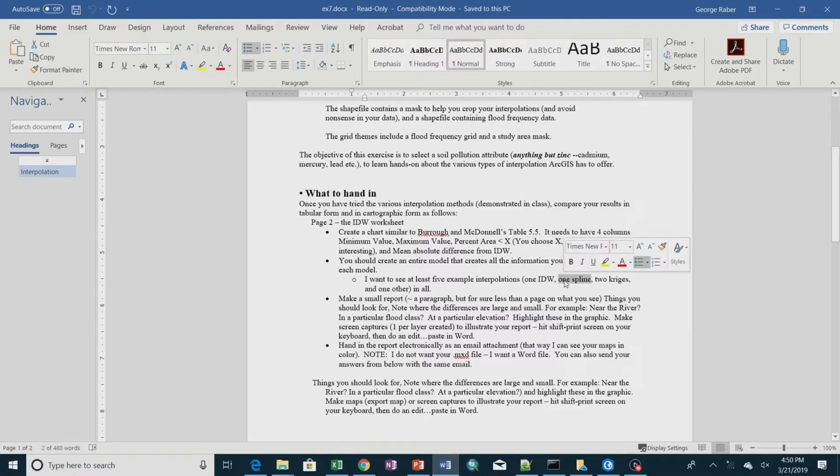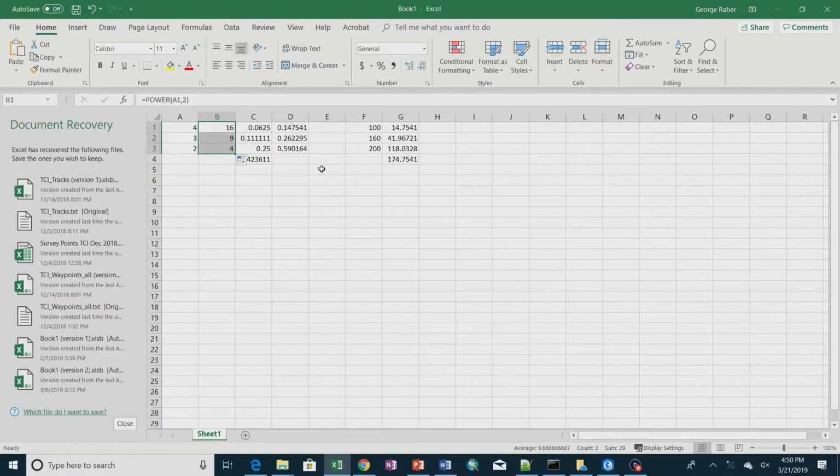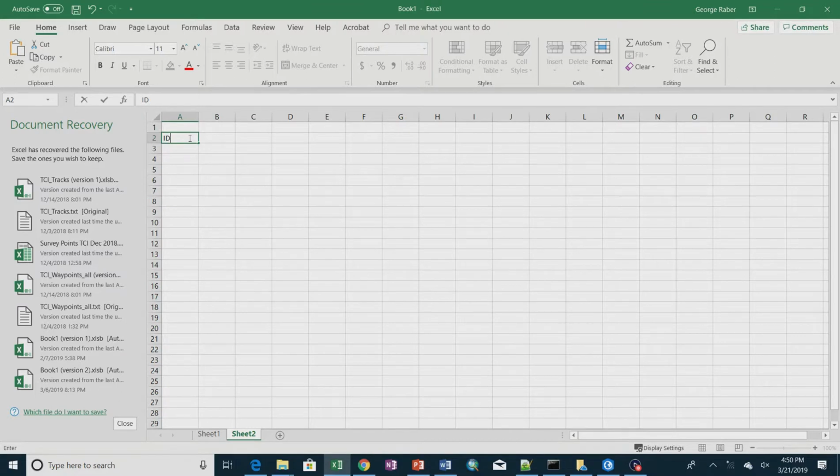So then, once you do that, these will be your rows. So if I'm gonna make my table, here's my next sheet. I'm gonna have my IDW. I'm gonna have my spline. I'm gonna do universal Kriging, ordinary Kriging, and I'll do a trend surface. Okay. So those are going to be the 5 that I do.